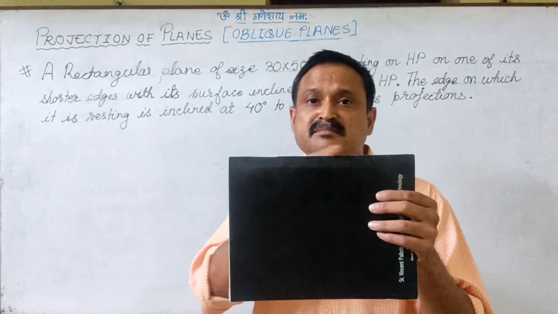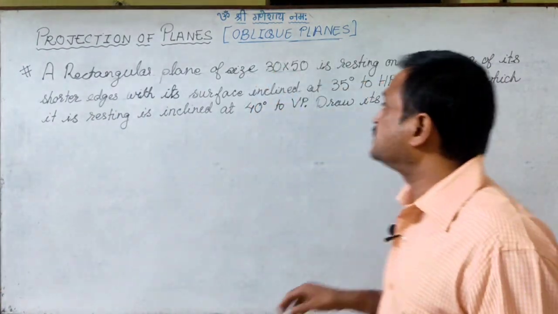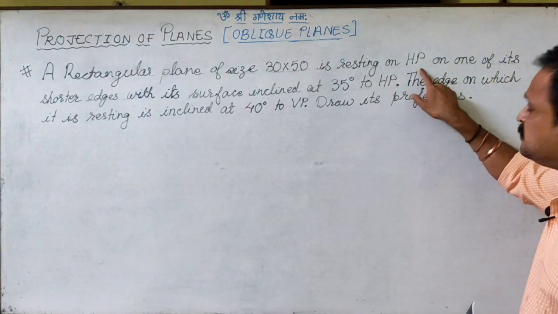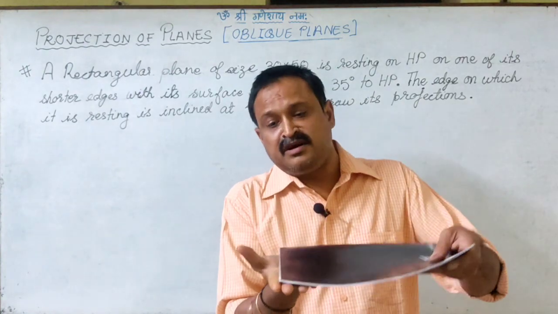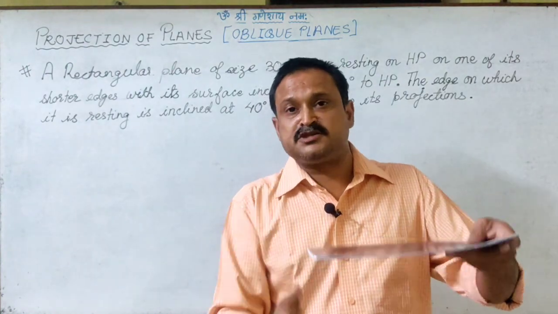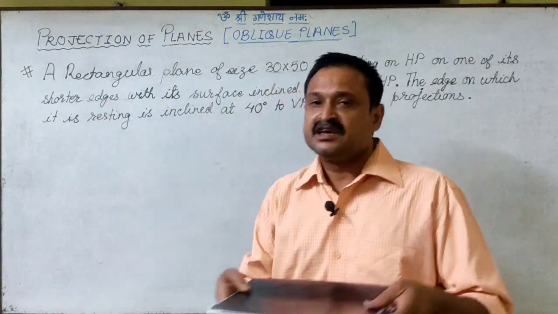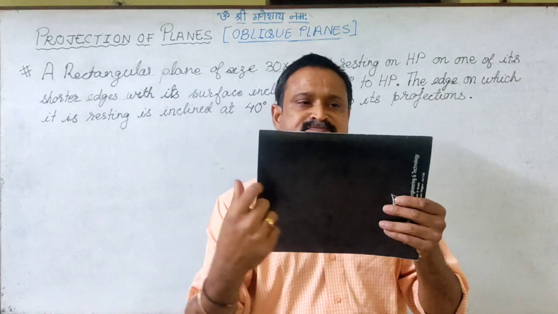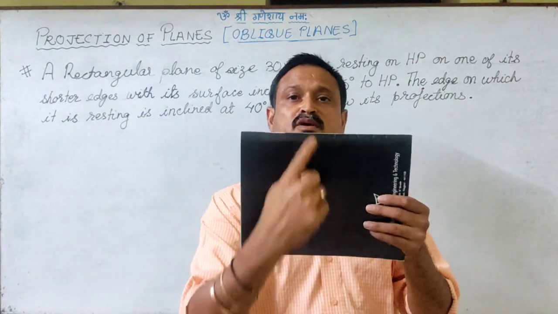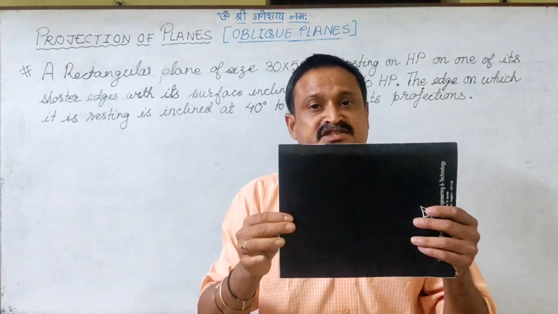So it is a 30 by 50 rectangular plane, and it is resting on HP. It is resting on HP, that means maybe on the ground. So it is resting on HP on one of its shorter edges. A rectangle has two short edges, and these two are the longer edges. So it is resting on one of the shorter edges on HP.